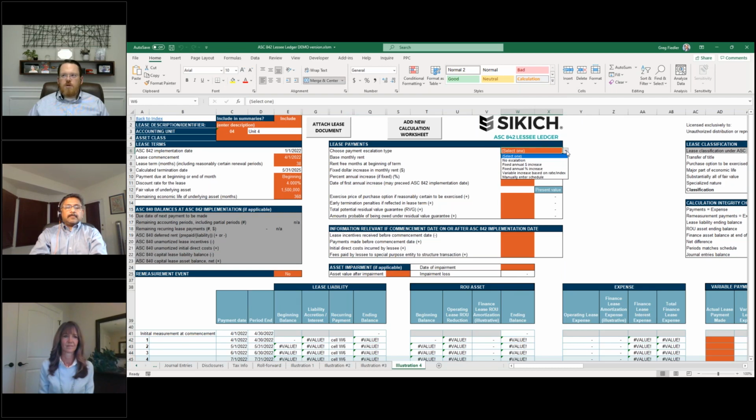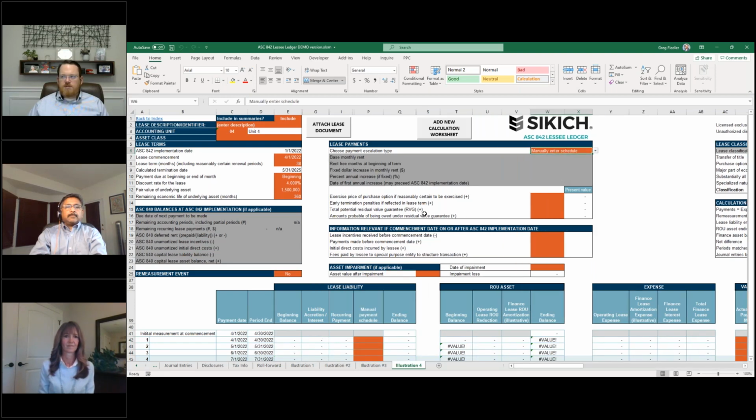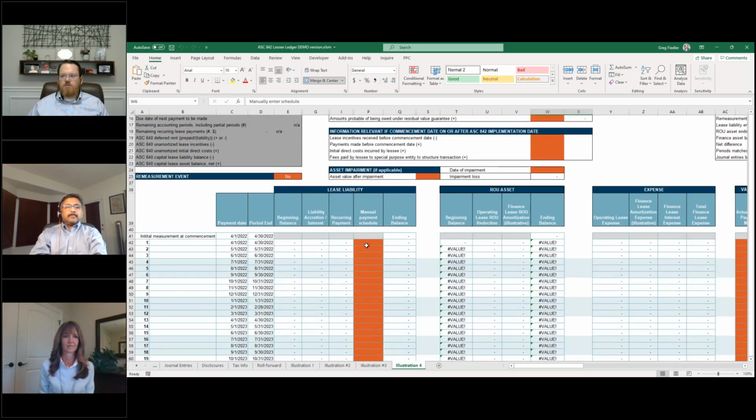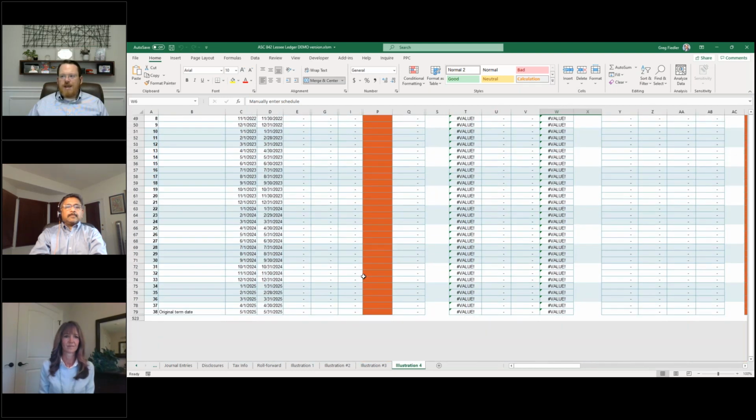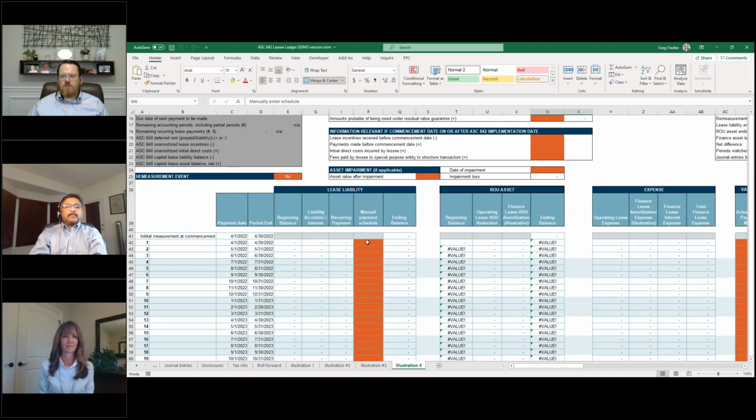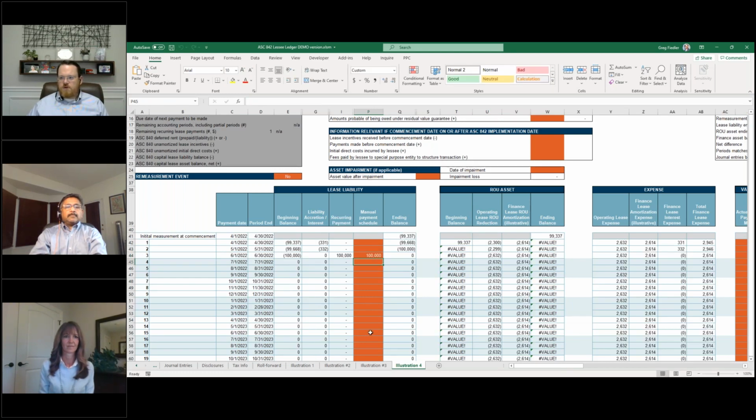In this example, our payments are only due annually, so on June 1st of every year. And so the automated payment schedules don't really work in that circumstance because it's an irregular payment. So there's a manually enter payment schedule option that when you select that will provide you a column where you can actually go in and enter the payments due for each period. So we said that our payments are $100,000. They're due June 1st every year. So I'll enter those first.